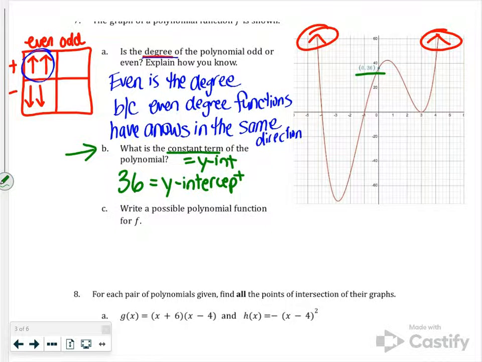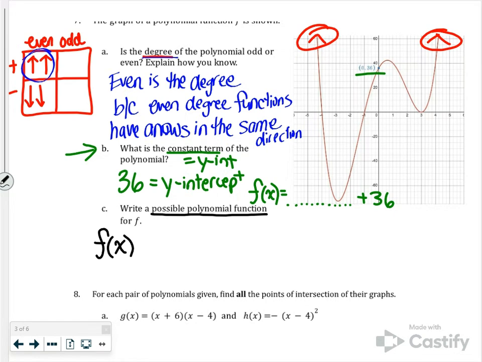And what that's really telling us is if we wrote the function out in standard form, at the end it would say plus 36. Okay, so that's an important part of that. Now, they're going to ask us to write a function, and notice they didn't say what form they want the function in. They just say create a possible polynomial function.